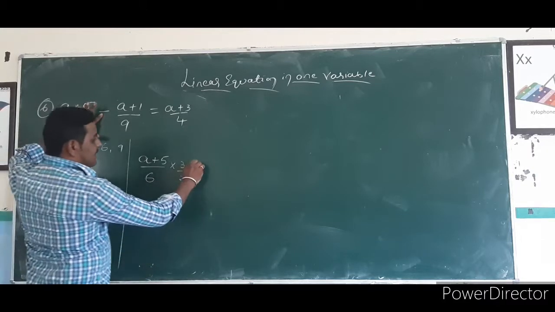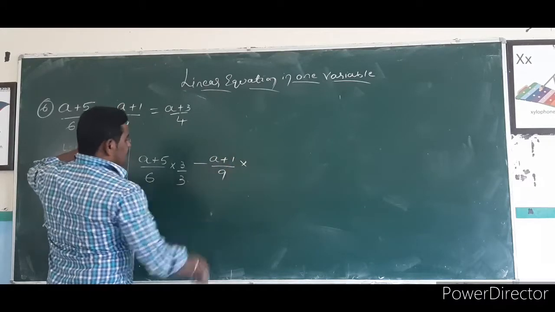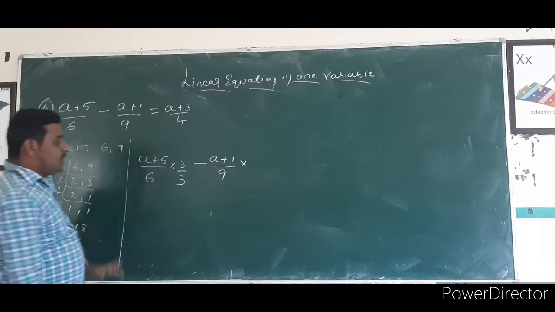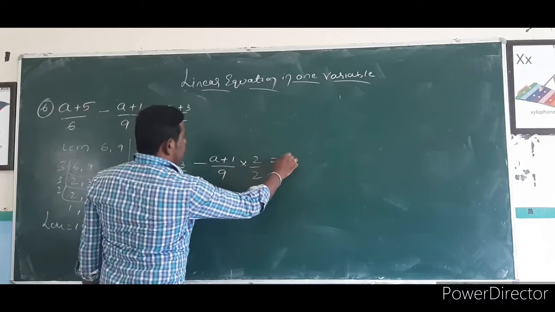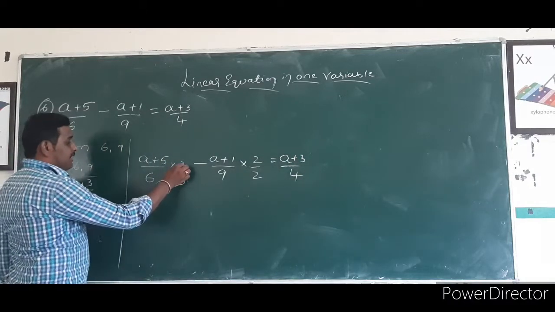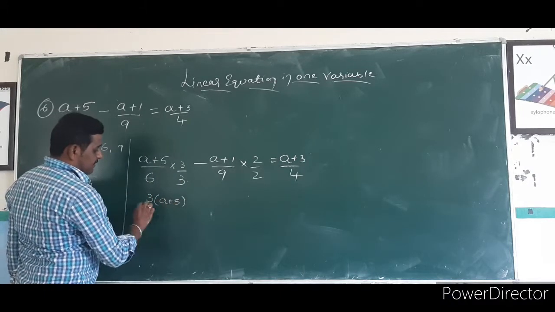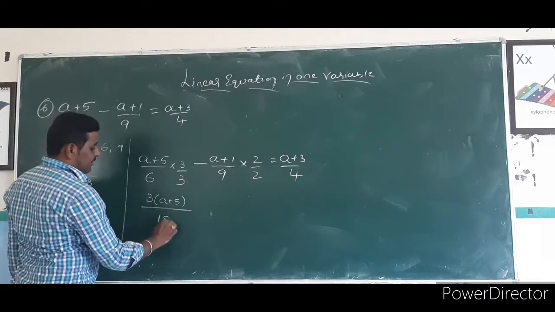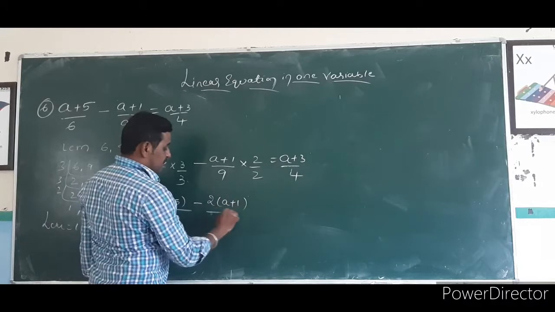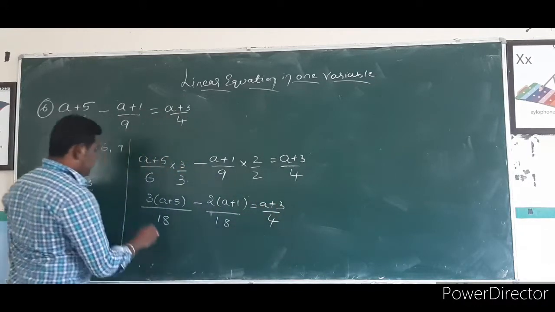Then put the minus sign. (a plus 1) divided by 9. If you want 18, what should be multiplied with 9 to get 18? 2. This is equal to (a plus 3) divided by 4. So multiply now: 3 into (a plus 5) over 18, since 6 3s are 18, minus 2 into (a plus 1) over 18, is equal to (a plus 3) divided by 4.